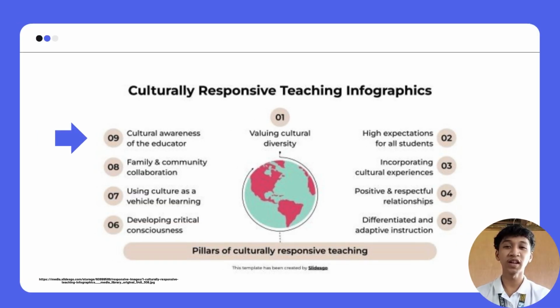Number 9. Cultural awareness of the educator. Educators reflect on their own biases and cultural assumptions to become more effective and equitable.